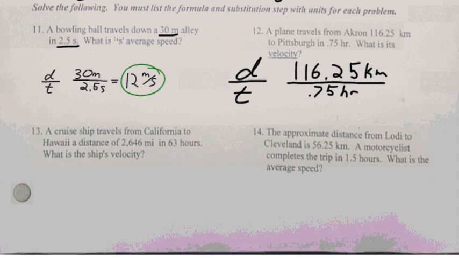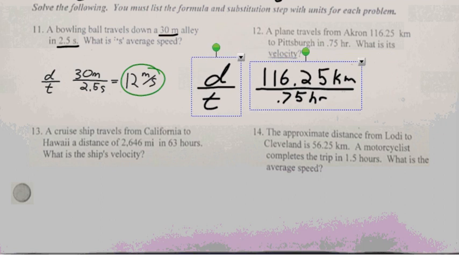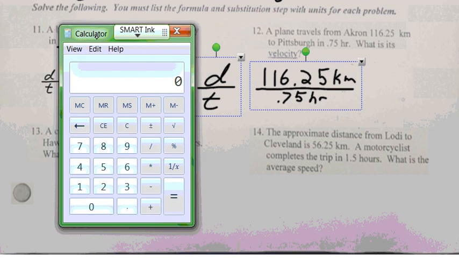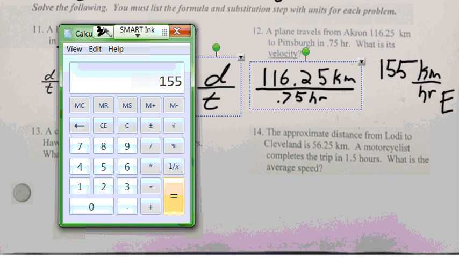I move this over to the side just a little bit, and then I can go ahead and take out my calculator and divide 116.25. Take that and divide it by 0.75. So I have 116.25 kilometers divided by 0.75 hours, giving me 155. That means that my answer is going to be 155 kilometers per hour east. I have to include east in my answer because this is velocity.